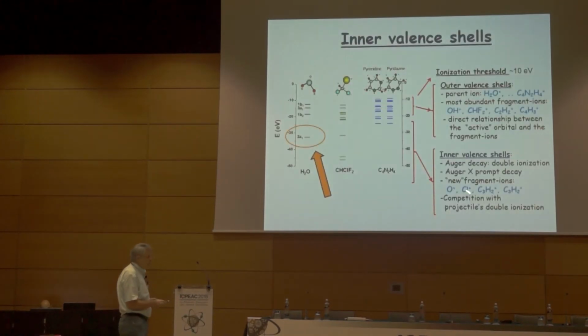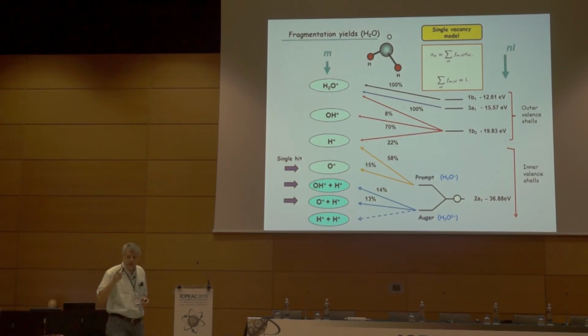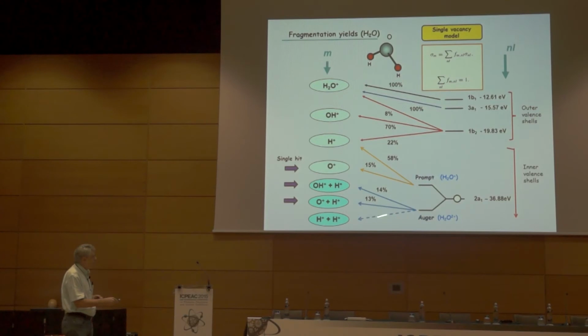So now, for inner valence shells, we start with the Auger process, and again we start with water. This is the 2a1 orbital. This is 36 electron volts. And now I have a competition when I make a vacancy here. Either it goes promptly and emits an oxygen or hydrogen ion, or it has enough time to undergo an Auger process, becomes doubly ionized, and generates this kind of ions. This is dashed because we didn't measure this hydrogen plus hydrogen. We just measured these two.